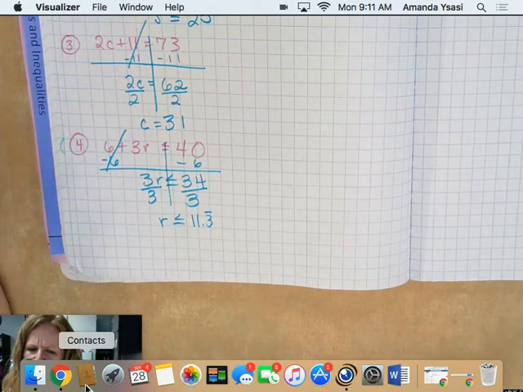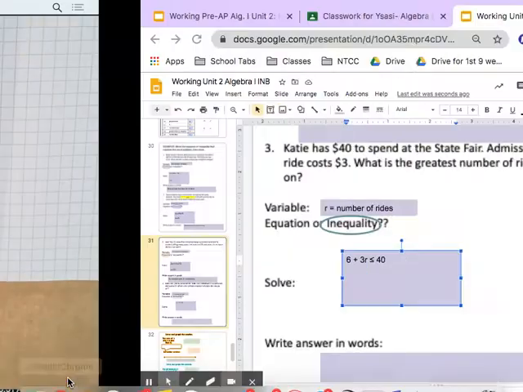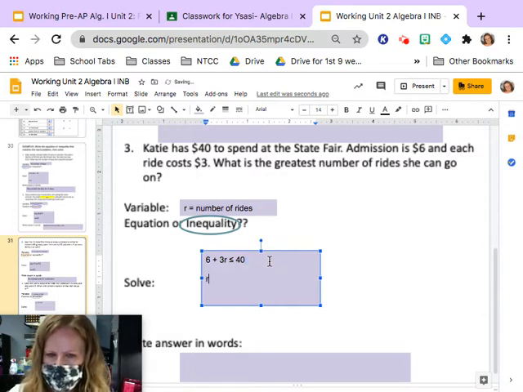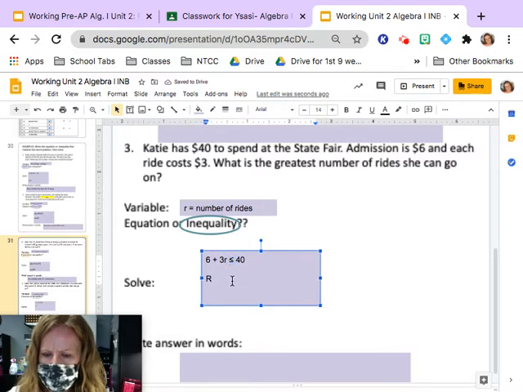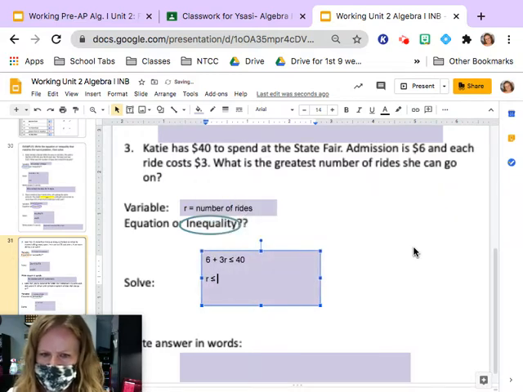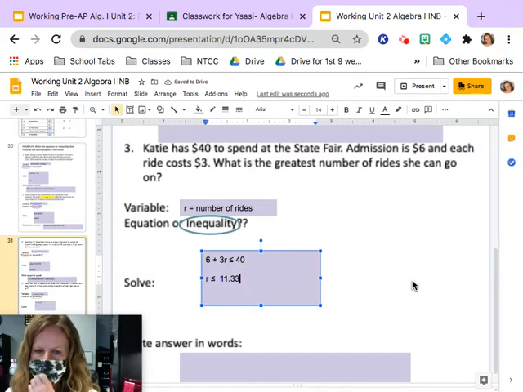Okay, so we're talking about rides, correct? Number of rides. So let's put R is less than or equal to 11.3. I hate how it automatically changes it to a big R. I'll just put it like that.